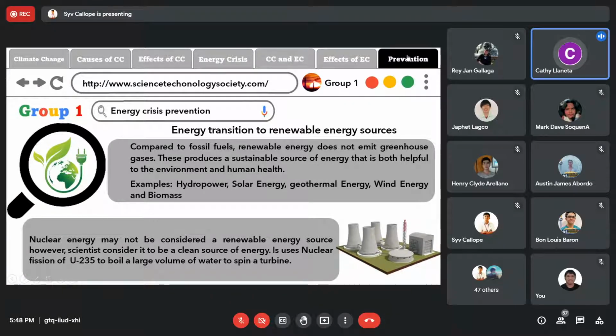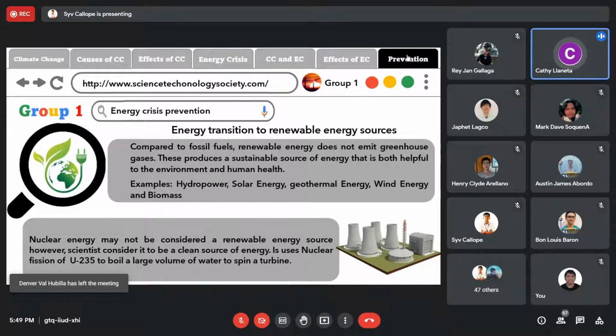Examples of renewable energy sources are the hydropower plant, which captures the energy of falling water to generate electricity. The turbine converts the kinetic energy of falling water into mechanical energy. Then the generator converts the mechanical energy from the turbine into electrical energy.